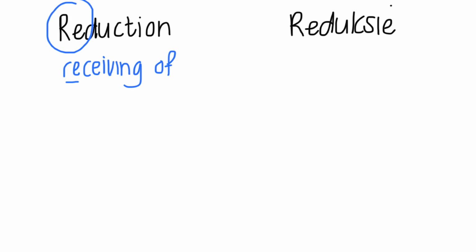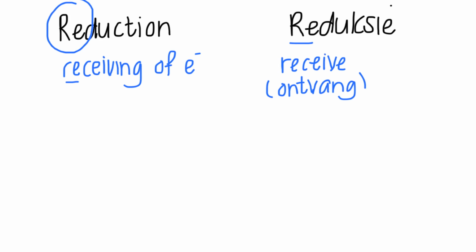If I look at reduction, in Afrikaans na reduksie. And again, it's easy if we use the English part to remind us, and we use the re part, because reduction is the receiving of electrons. So, selfs in Afrikaans, as ek met my klasse doen, dan sê ek altyd vir hulle onthou, reduksie beteken receive, en dan kan jy dit vertaal na ontvang elektrone.